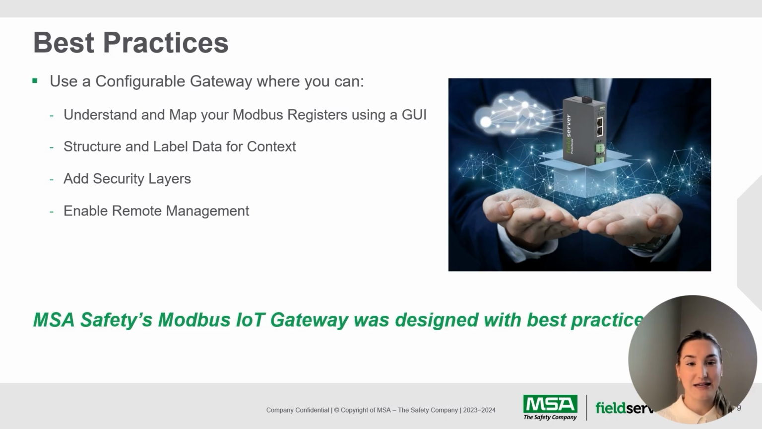So in summary, bridging Modbus to IoT is very doable, even with legacy systems, but doing it well means focusing on three main things. Using the right gateway that was designed for this purpose, transforming raw data into structured, secure insights, and having security and remote management as well. With these best practices, you can unlock real-time visibility, predictive maintenance, and cloud integration, all without touching your existing hardware.